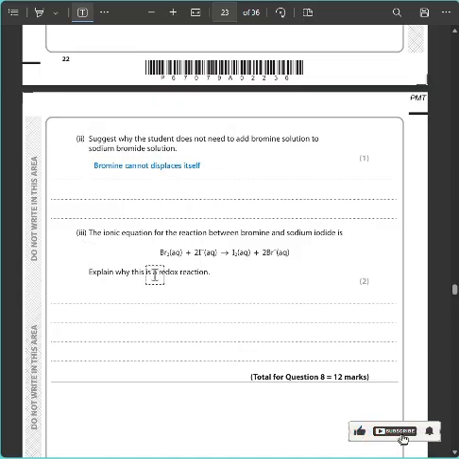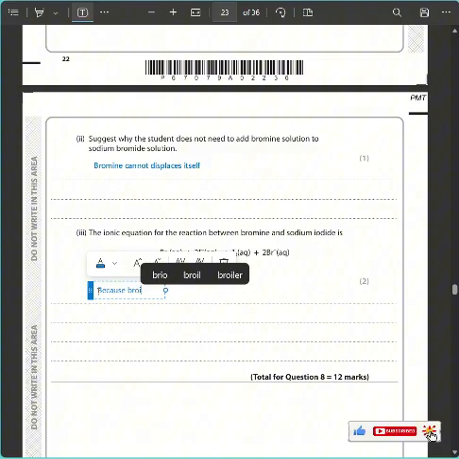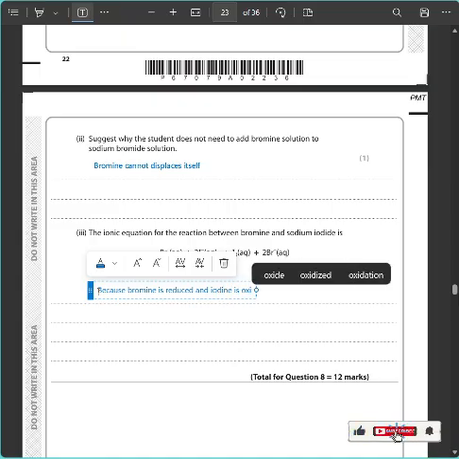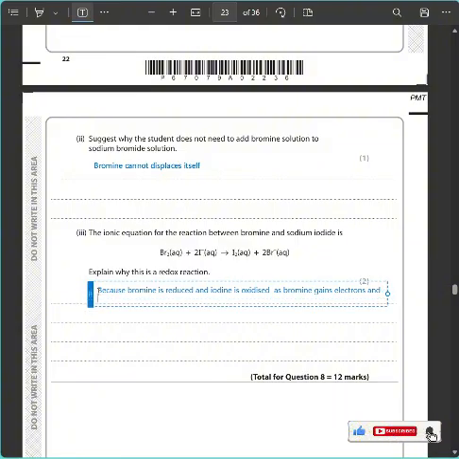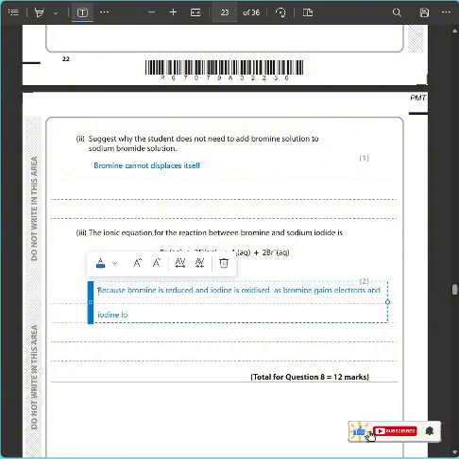The ionic equation for the reaction between bromine and sodium iodide is like this. Explain why this is a redox reaction. Because bromine is reduced and iodine is oxidized, as bromine gains electrons and iodine loses electrons. Okay.